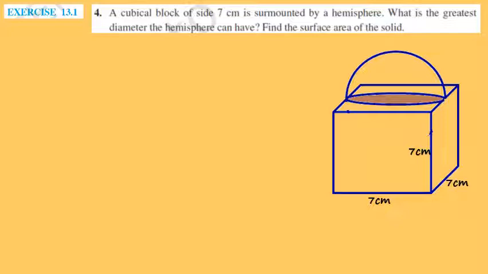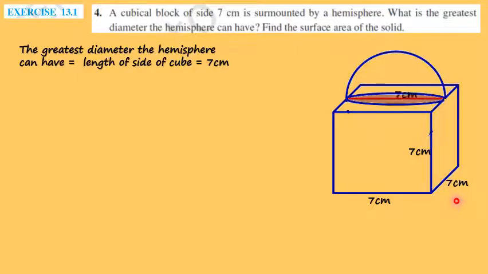So it's very clear from this picture. What will be the greatest diameter? It will be the length of the cube. Otherwise this hemisphere will go out of this surface. So the greatest diameter the hemisphere can have is the length of side of cube, which is equal to 7 centimeter. Now we need to find the surface area of the solid. So how we will find that?